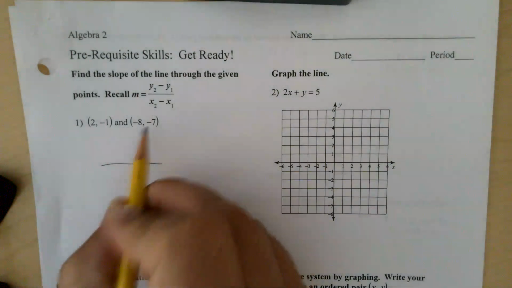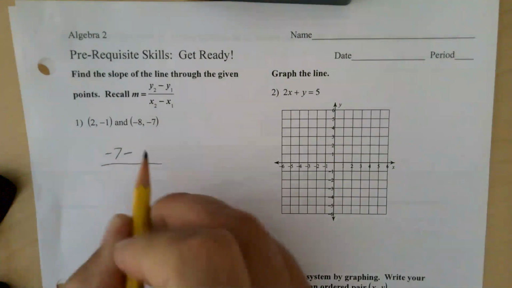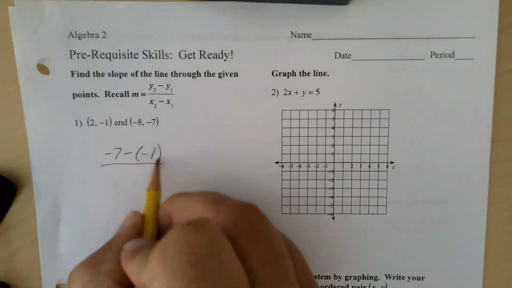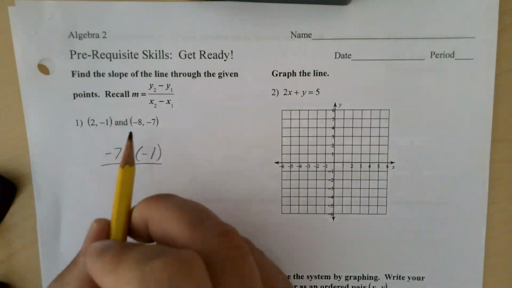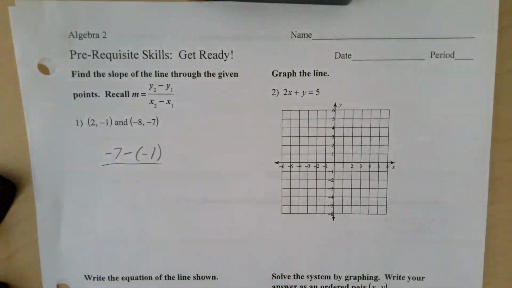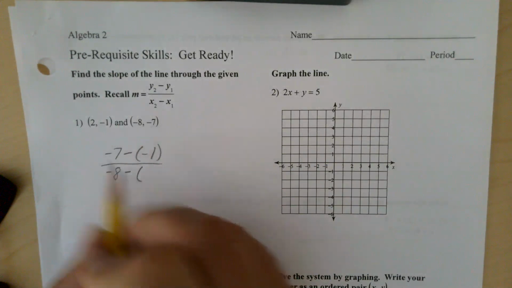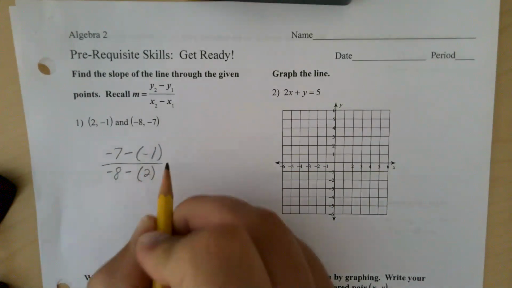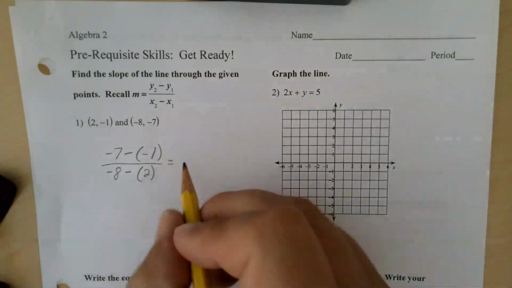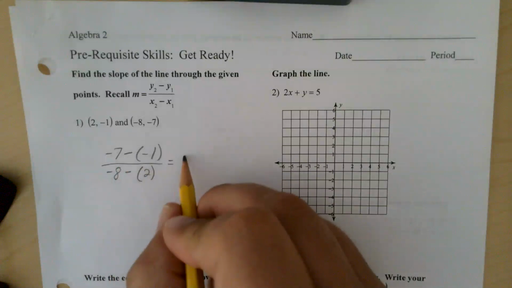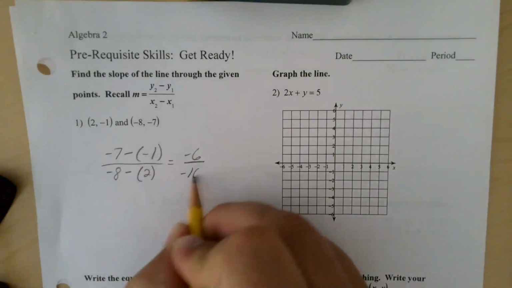So I'm going to write -7 minus, now be careful with minusing a negative, -1. So this y value minus this y value. And then underneath, I must put the corresponding input. So I must start with -8, and I'm going to subtract a 2. So this should be a simple calculation. Hopefully you don't need a calculator for this. You're going to have a -6 up top, and then on the bottom, you're going to have a -10.